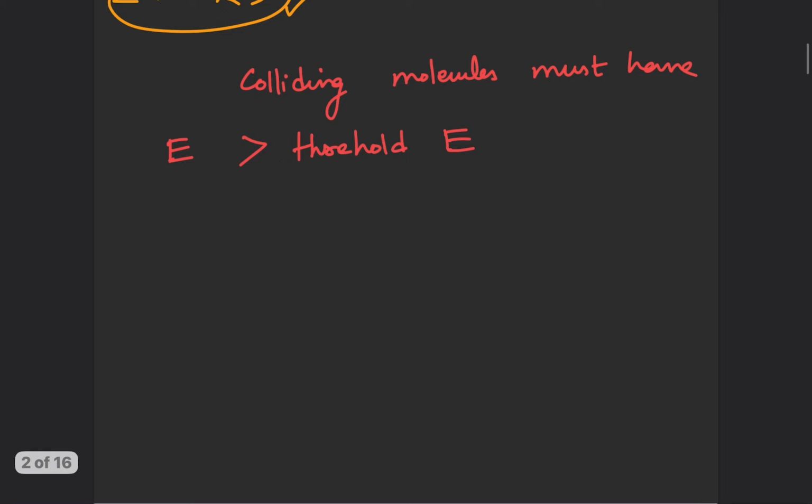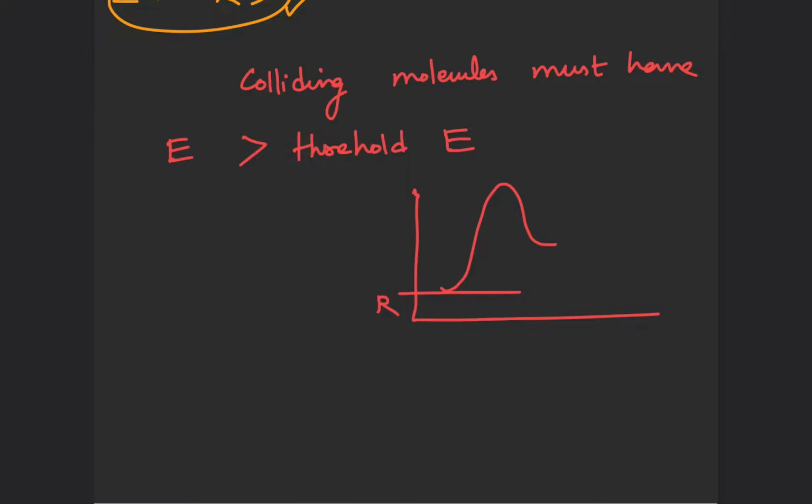What is threshold energy? I will draw a diagram. This is the average energy of reactants, this is the average energy of products, and this is the threshold energy. The difference between threshold energy and the energy of the reactants is known as activation energy. Everyone should have energy more than this much. We have to cross this barrier, right? So this statement is true, that colliding molecules must have energy more than threshold energy.